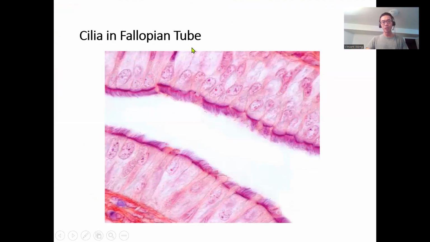This is the fallopian tube, right? That's the tube that connects the ovaries to the uterus. And when the ovary releases an egg, the cilia will help guide it to the uterus. Okay.